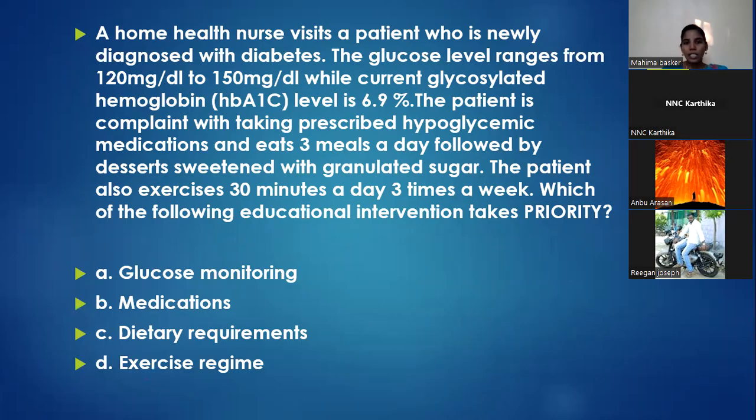Home health care visit to a patient who is newly diagnosed with diabetes. The glucose level ranges from 120 mg to 150. Currently the glycosylated hemoglobin, that is HbA1c, is 6.9%. The patient is compliant with taking the prescribed hypoglycemic medication and eats 3 meals a day, followed by a dessert sweetened with granulated sugar. The patient also exercises 30 minutes a day, 3 times a week. Which of the following education interventions takes priority?